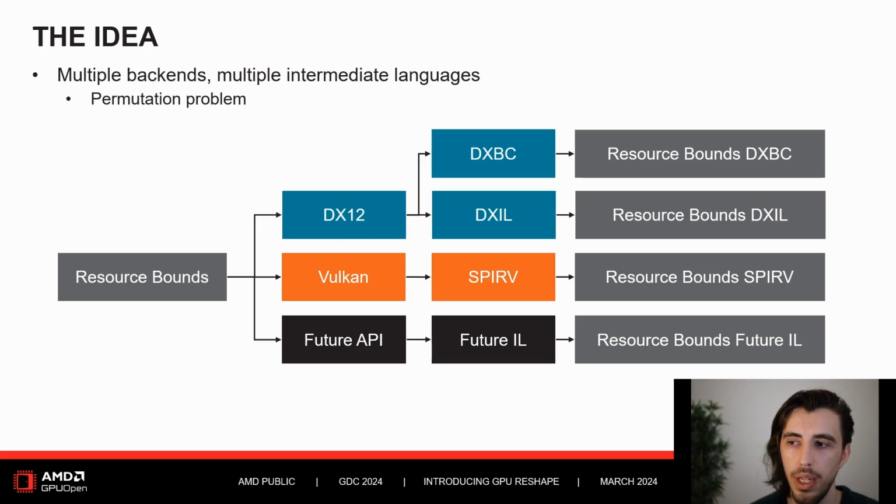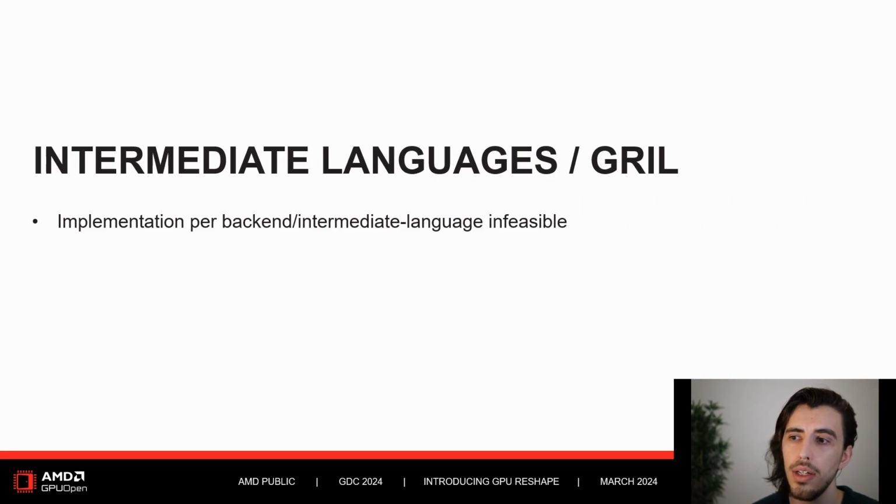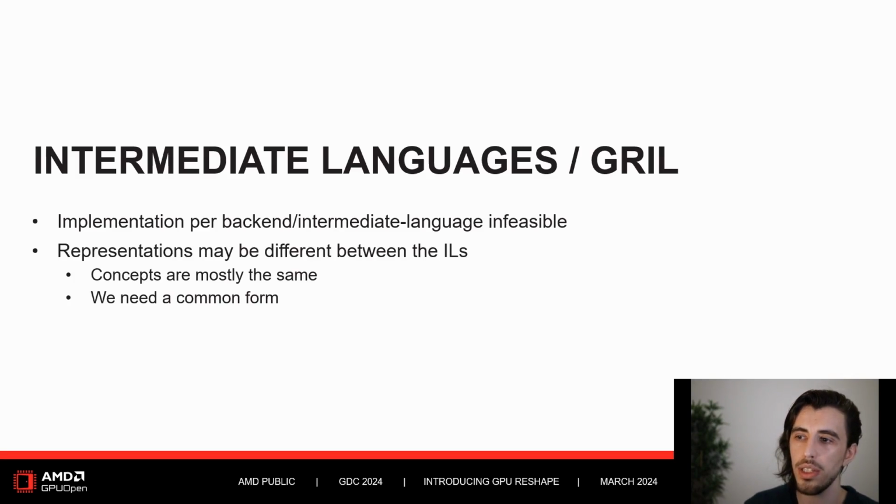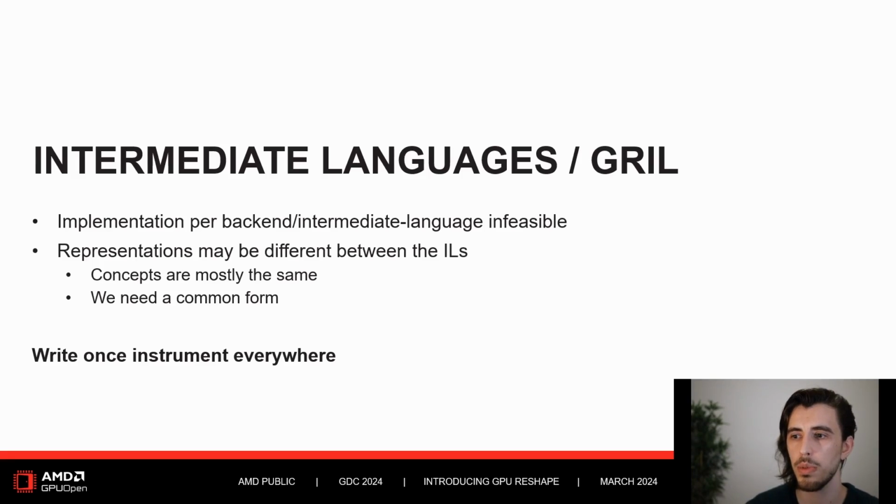I'm going to have one per API, one per backend language, that is DXPC, Dixel, and SPIR-V, and anything that the future may hold. GPU Reshape attacks this problem through a custom intermediate language named GPU Reshape Intermediate Language, or GRIL for short. The basic premise is that while the backend ILs may have their differences, the concepts are mostly the same, meaning a texture sample is still a texture sample, an addition is still an addition, and so forth. So what about a common form? Specifically, I want to be able to write once and instrument everywhere.